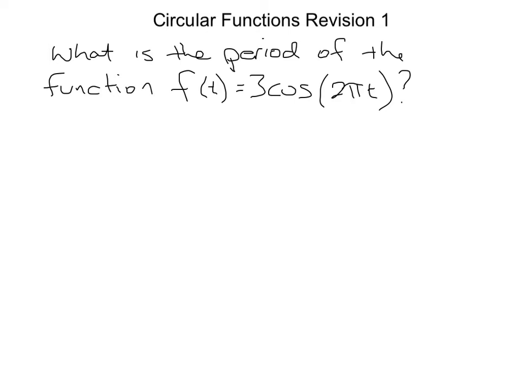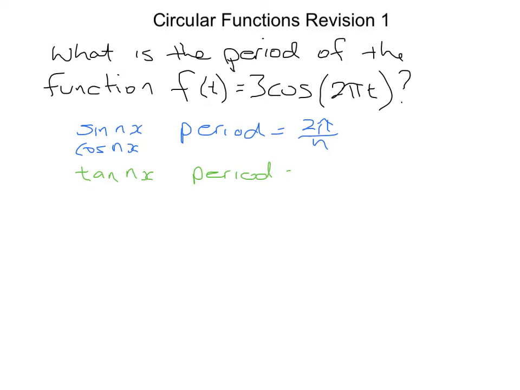First question: what is the period of the function f(t) = 3 cos 2πt? If we have either sin nx or cos nx, then the period is equal to 2π over n. And if we were looking at tan nx, which is not this question, then the period would be π over n.